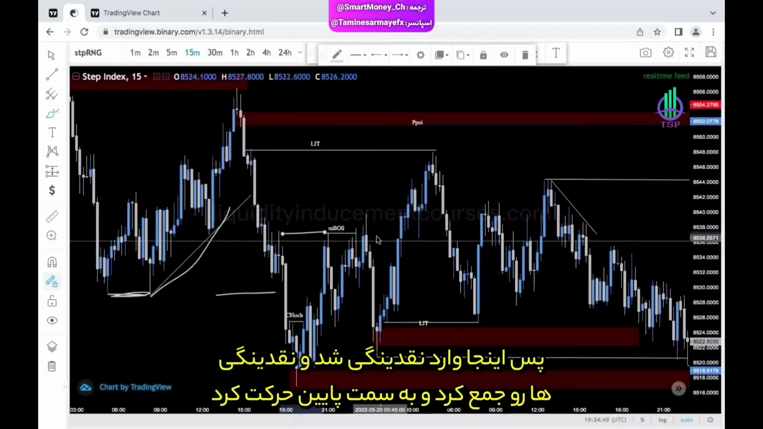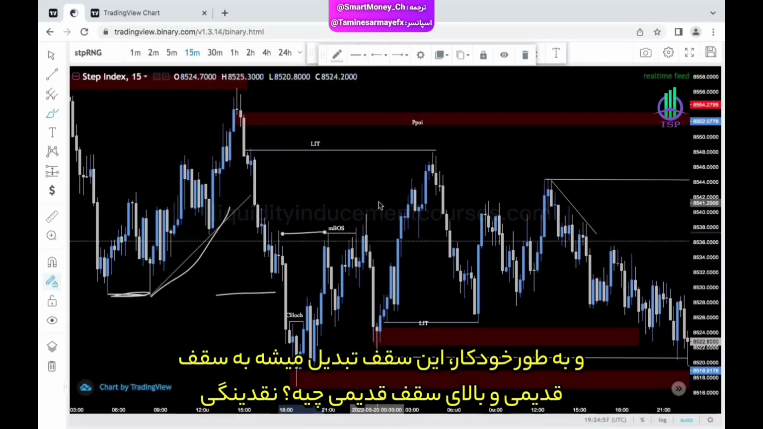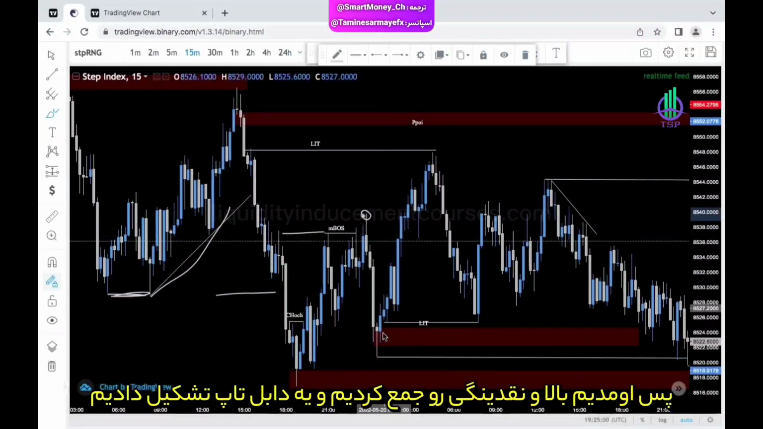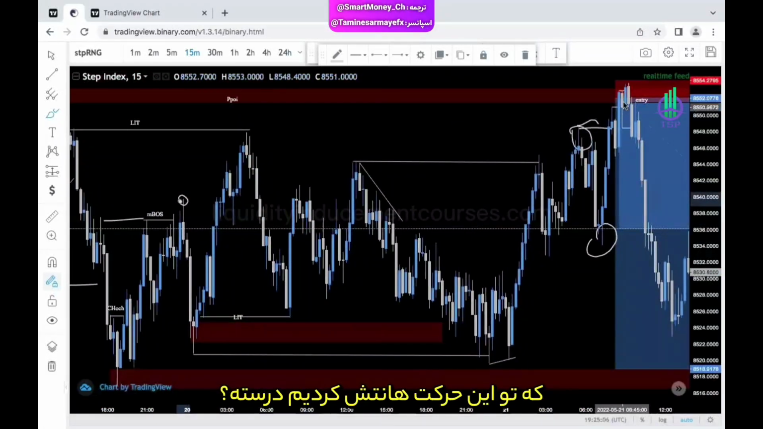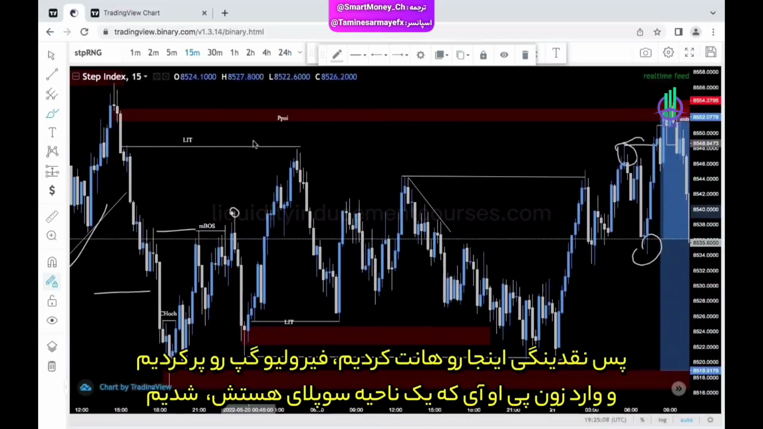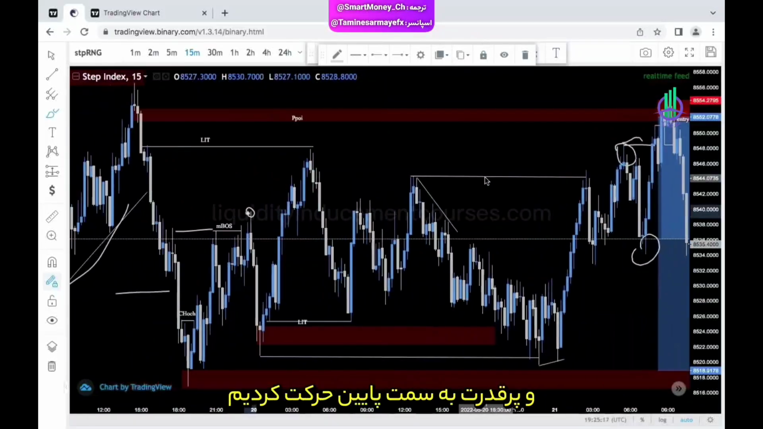Let me zoom in a bit. So yes, we tapped into liquidity here, grabbed liquidity here, and then delivered to the downside. Automatically it turned this into a what? An old high, and an old high is what? Liquidity. So we came back up, grabbed liquidity here, creating a double top formation that we took out in this position. We grabbed liquidity above here, filled the fair value gap, and then tapped into this point of interest where we had our demand level, and then we sold expressly to the downside.